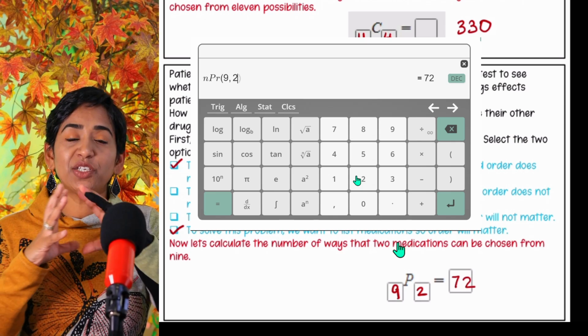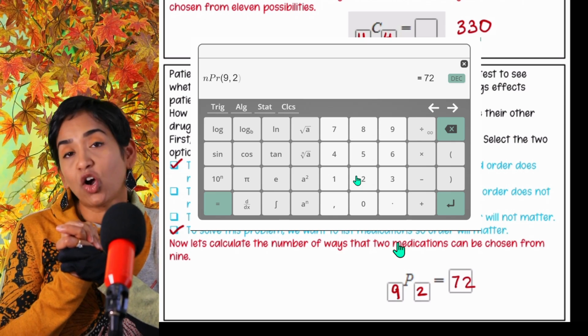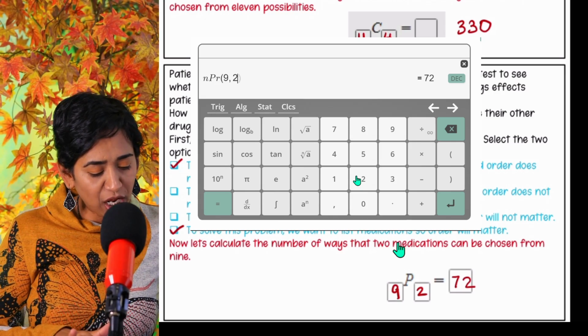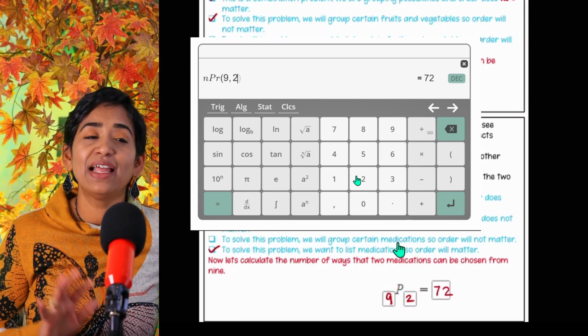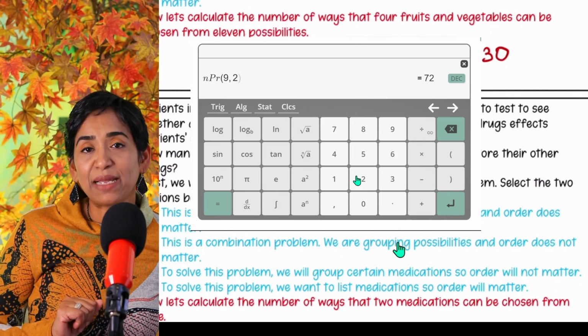Again, please keep in mind: permutation where the order matters, combination where the order does not. When you're reading these problems, you have to be very careful and have a lot of patience. And if you have any questions or concerns, please let me know.